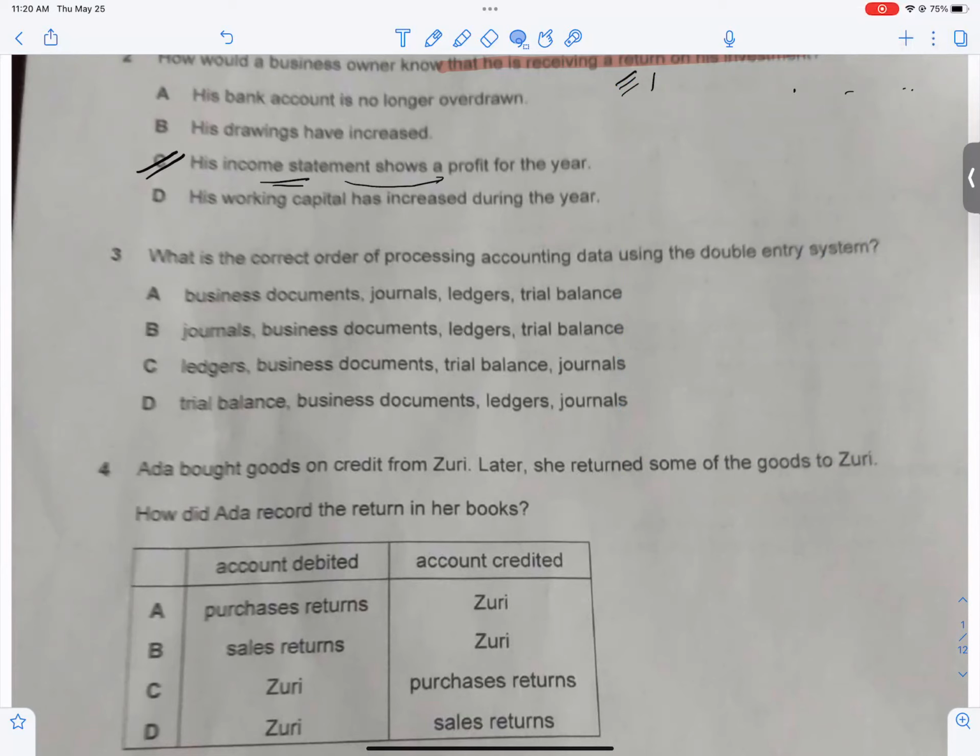What is the correct order of processing accounting data using double entry system? Business documents, journals, ledgers, trial balance. Journals, business documents, ledgers, trial balance. Ledgers, business documents, trial balance, journal. Trial balance, business documents, ledgers, journals. Okay, so I think it's option number B.